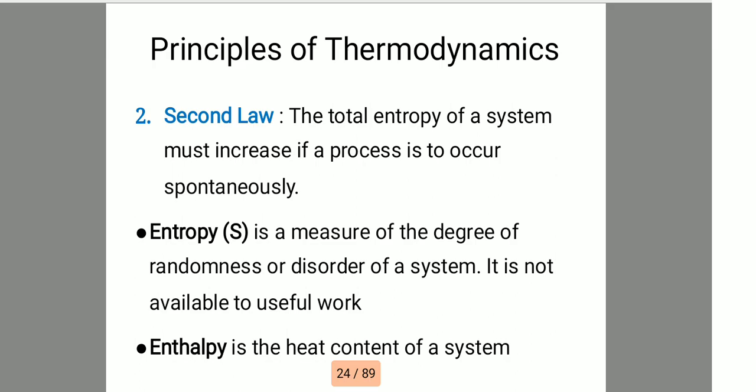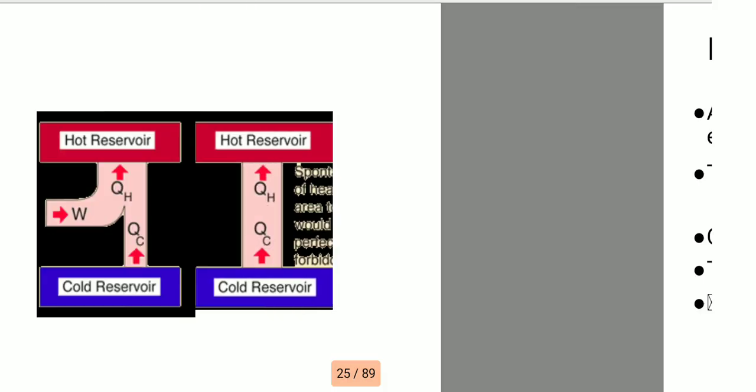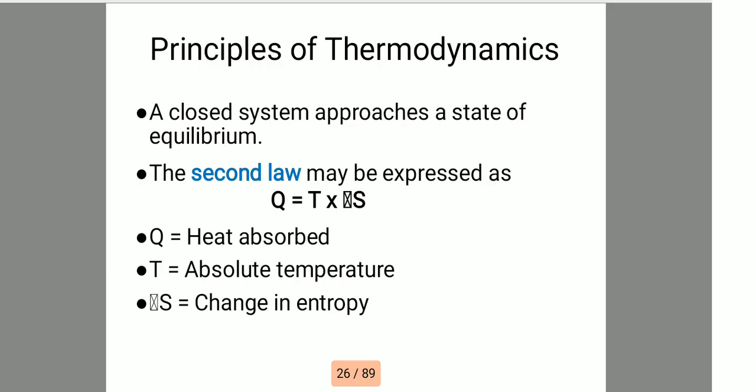Any system can spontaneously proceed from a state of low probability, that is an ordered state, to a state of high probability, that is a least ordered state. The entropy of a system may decrease with an increase in that of the surroundings. The second law may be expressed in simple terms as Q is equal to T delta S, where Q is the heat absorbed, T is the absolute temperature, and delta S is the change in entropy.